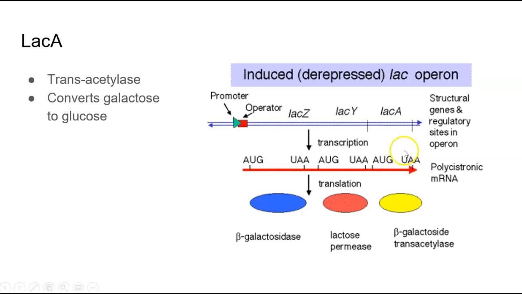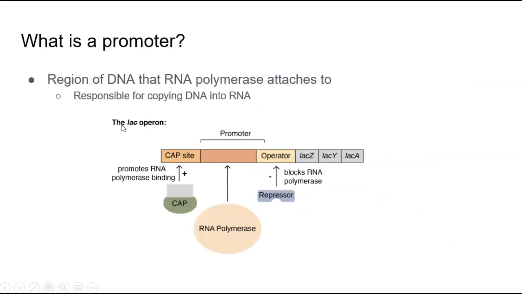And then there's also Lac A, which is going to encode for transacetylase, which is also another enzyme that is important for breaking down lactose. It helps convert galactose to glucose. So those were the structural genes.